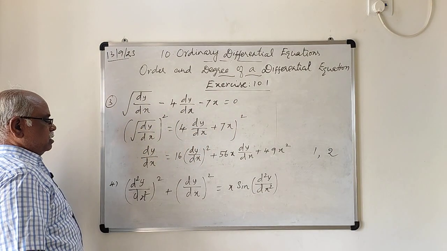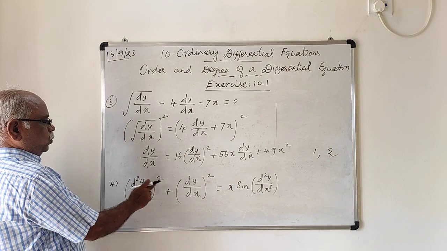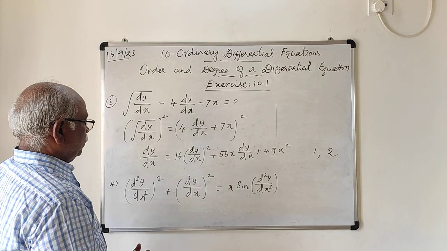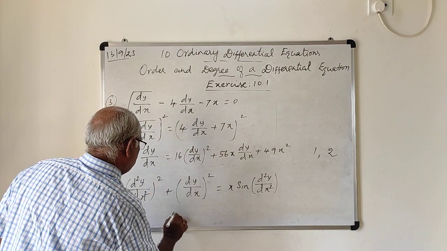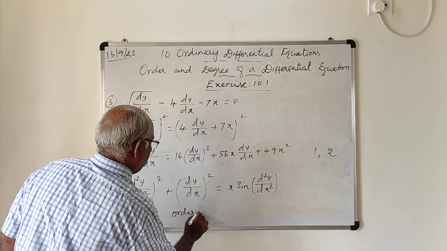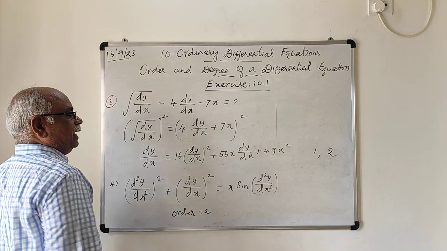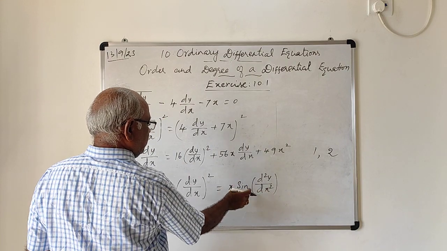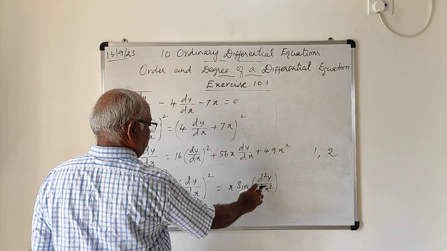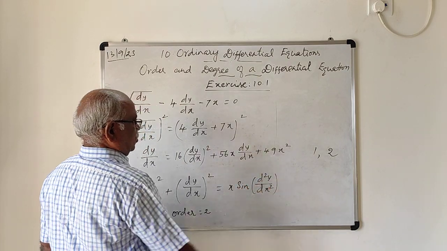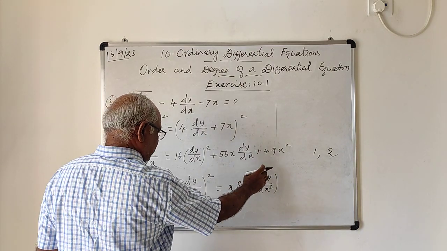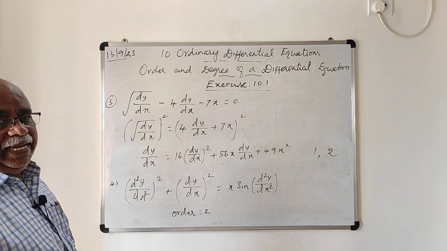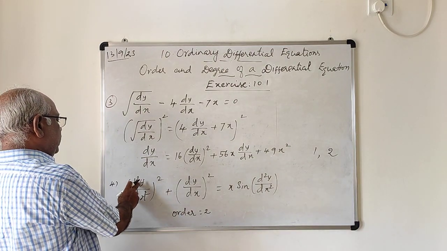For this equation, the highest order is 2. Therefore, the order of this equation is 2. Degree does not exist because d square y by dx square cannot be separated from the sine function. It is the sine of the derivative, so we cannot separate d square y by dx square from the sine function. Therefore, we cannot define the degree. We can find out the order only.